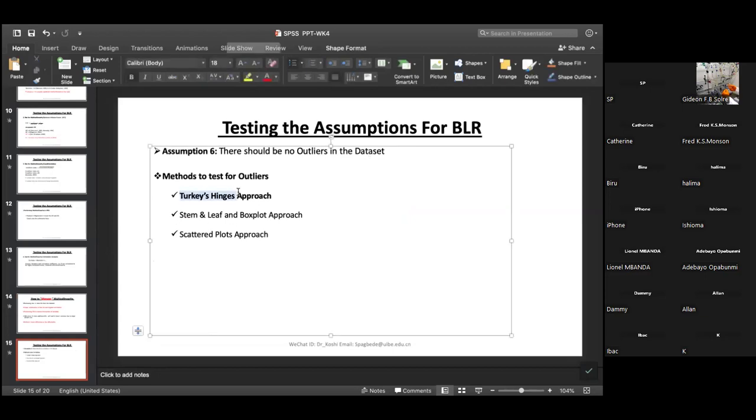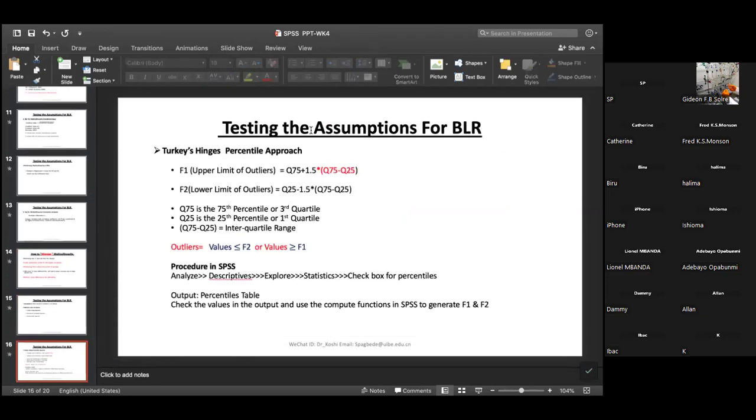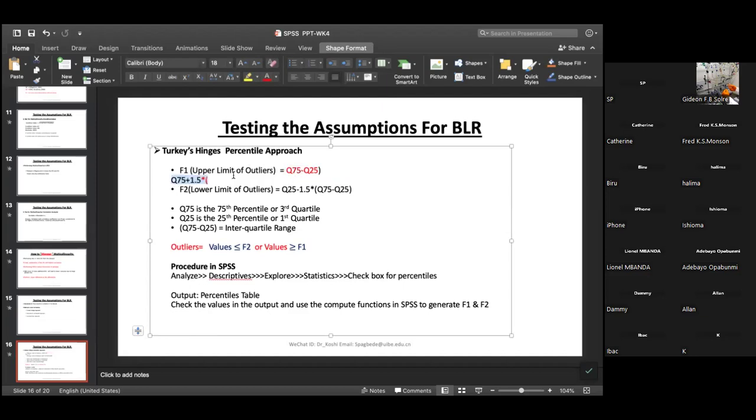We demonstrated this two-case hinges approach, which has to do with the percentile approach, where you have your F1 and F2, where your F1 is the upper limit of your outliers, and you can calculate that using this formula. And for us to do this, SPSS actually calculates all this for us. The only thing you need to do is to do this simple arithmetic, which you can also do in SPSS using the compute function.